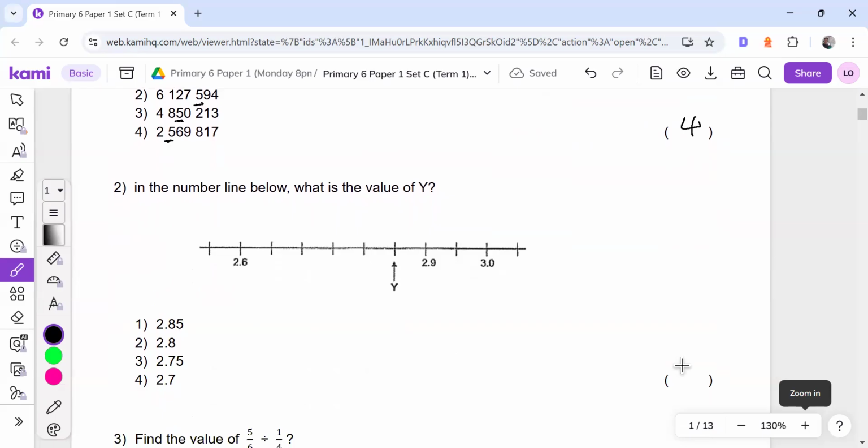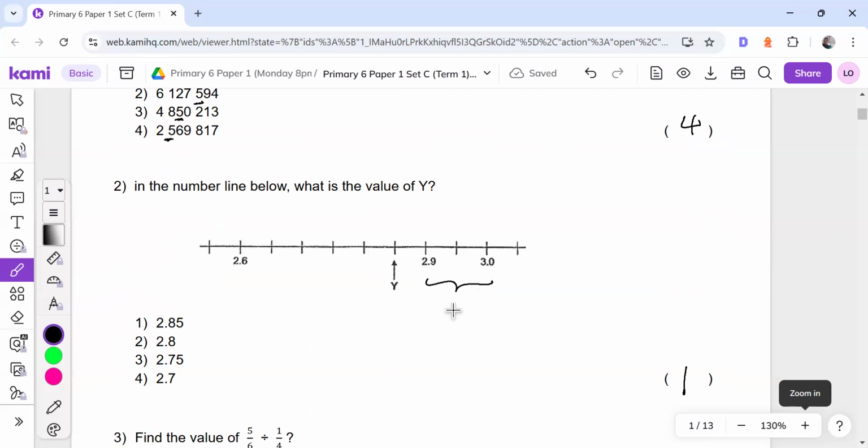Okay, question two, the answer is one. All right, how to get one? When you see a number line, you need to count the gaps. You cannot guess the number. Right, you have to count the gaps. Like for example, 2.9 to 3.0. There is how many gaps? Two units. And 3.0 minus 2.9, that will give you 0.1.